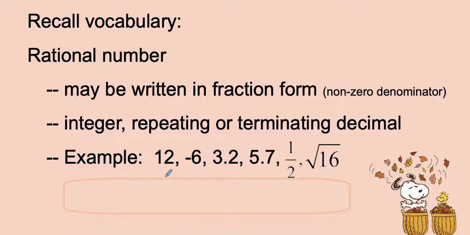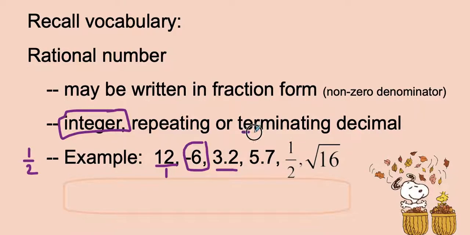When I say it can be written in fraction form, the number 12 can be written as 12 over 1. That can be written in fraction form. 1/2, that's fraction form. That's also a rational number. -6, that's what we call an integer. 6 is a whole number. The opposite of that is -6. That's an integer. So integers are rational numbers.